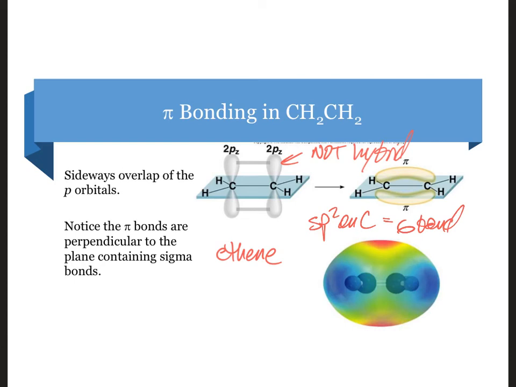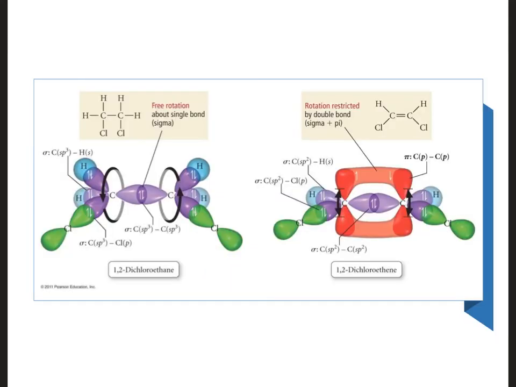All right, so as a result, this 2pz is going to have this overlap top and bottom, and that's going to make our pi bond. All right, so we can see this as a region of increased electron density both above and below the plane that contains the sigma bond.